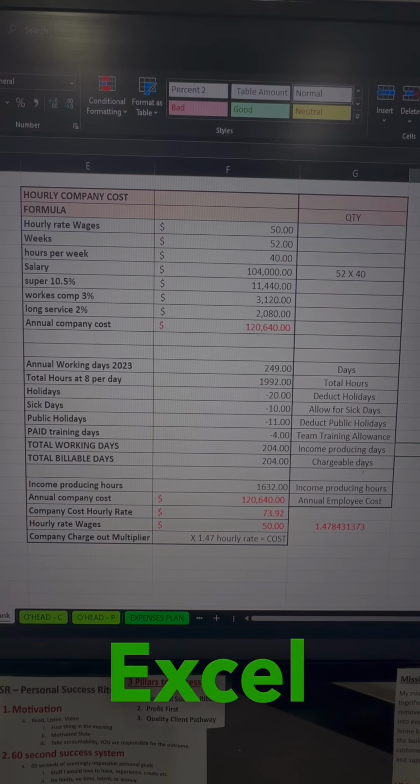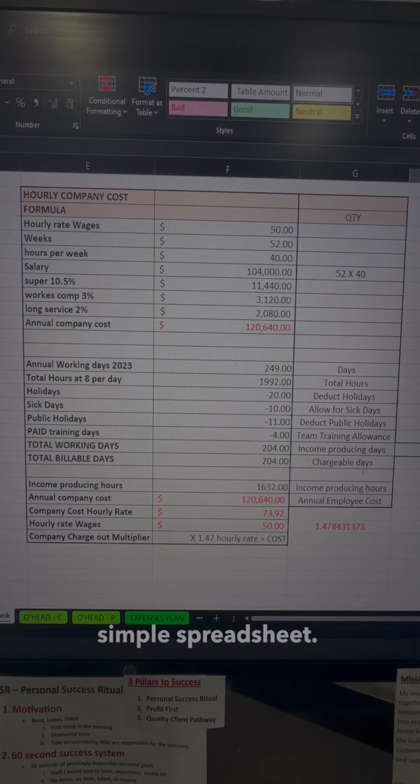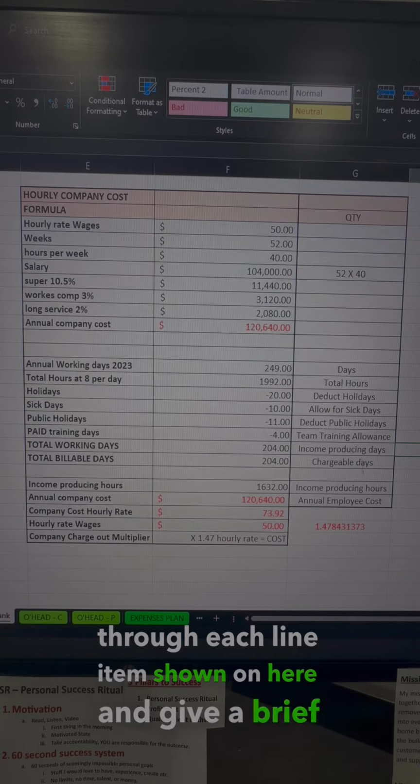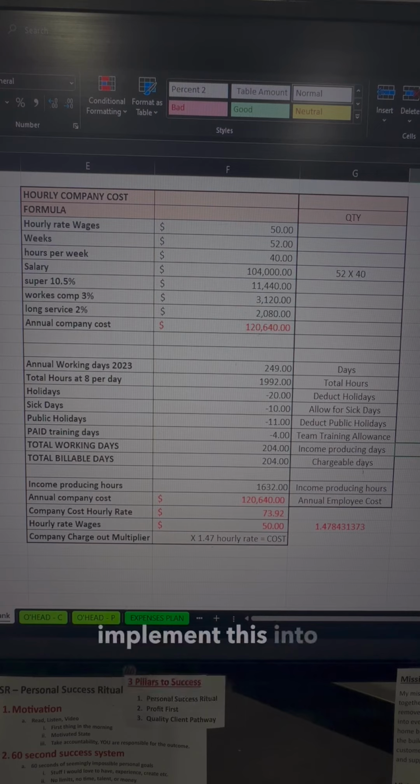So we've just jumped in Excel here. We've built a super simple spreadsheet. I'm just going to run through each line item shown on here and give a brief explanation so you guys can implement this into your business.